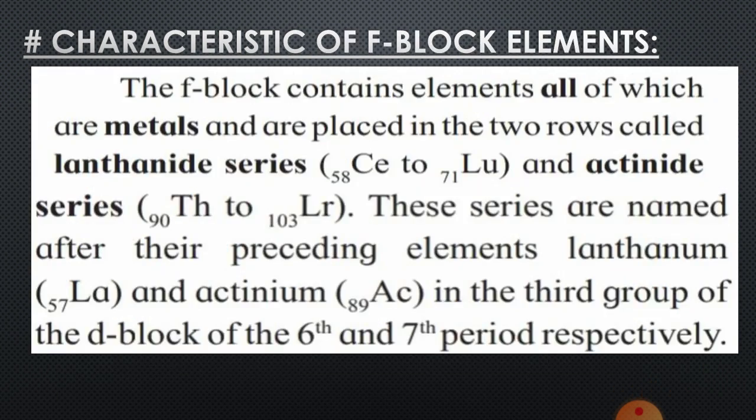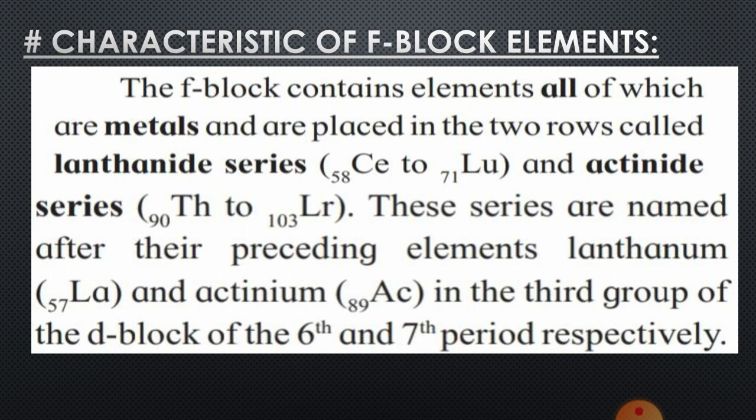Let's move forward towards the characteristics of the last block of elements, that is your f block elements. The f block contains elements all of which are metals. Obviously, the f block has emerged out from the d block. We have seen in the modern periodic table figure that in the d block all the elements are metals, so f block elements will also be metals. And they are placed in two rows at the bottom of the modern periodic table.